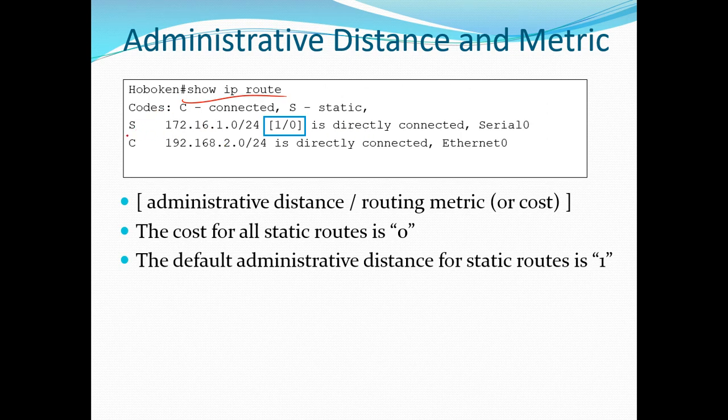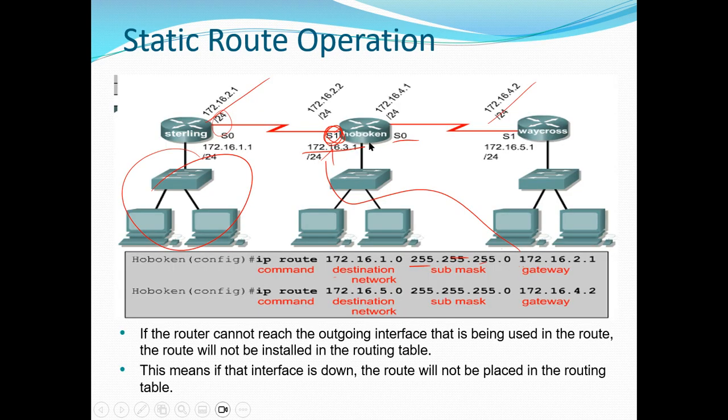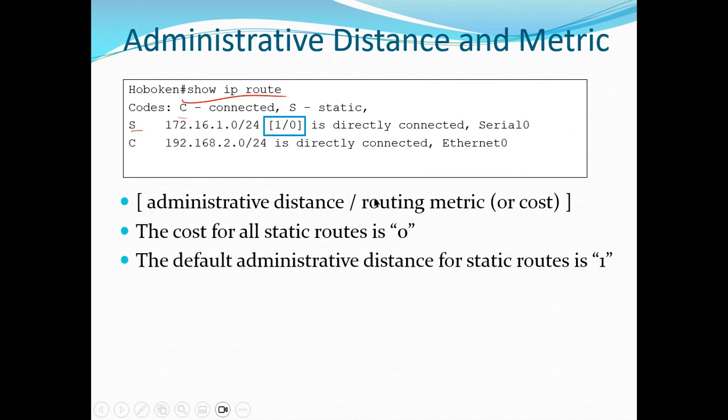But we have S for static, then C for connected. We are connected to 192.168.2.0/24, and also the route. This one is for routing. It's for the router. When we receive a packet, we can route it to this other network. It's what we configure for Hoboken. You can see that we have this router for Hoboken.